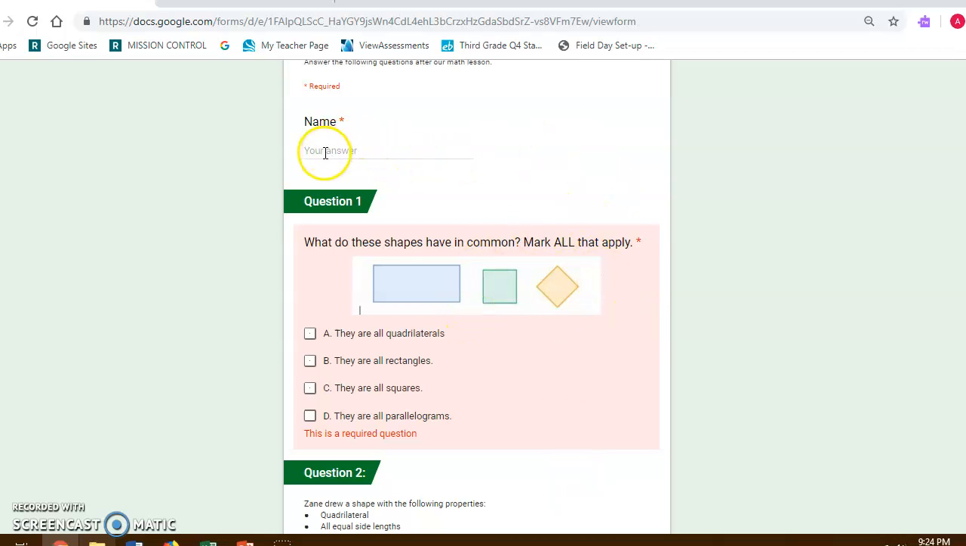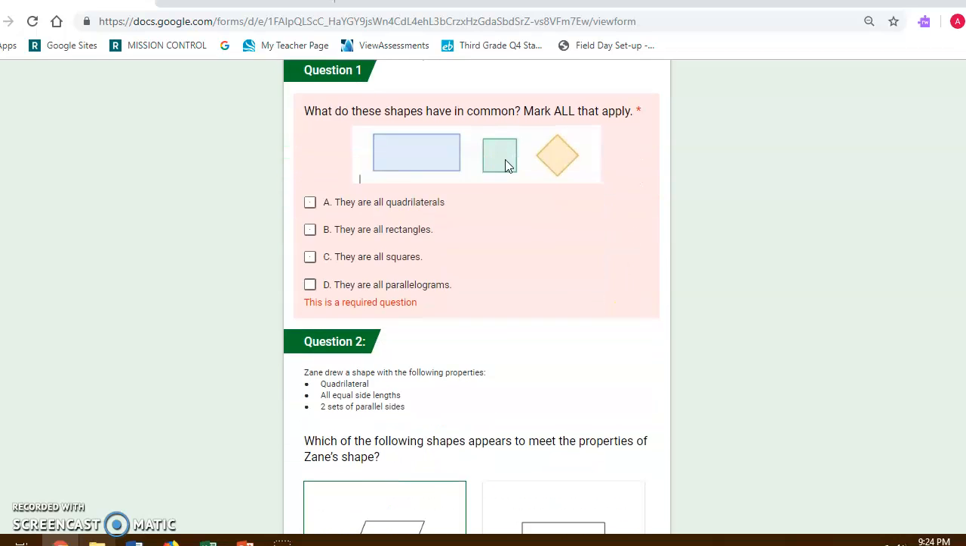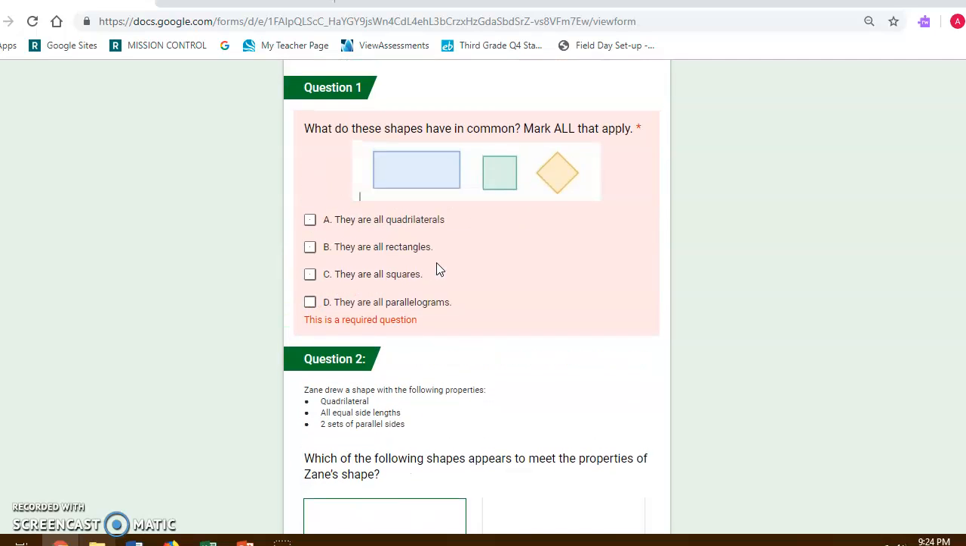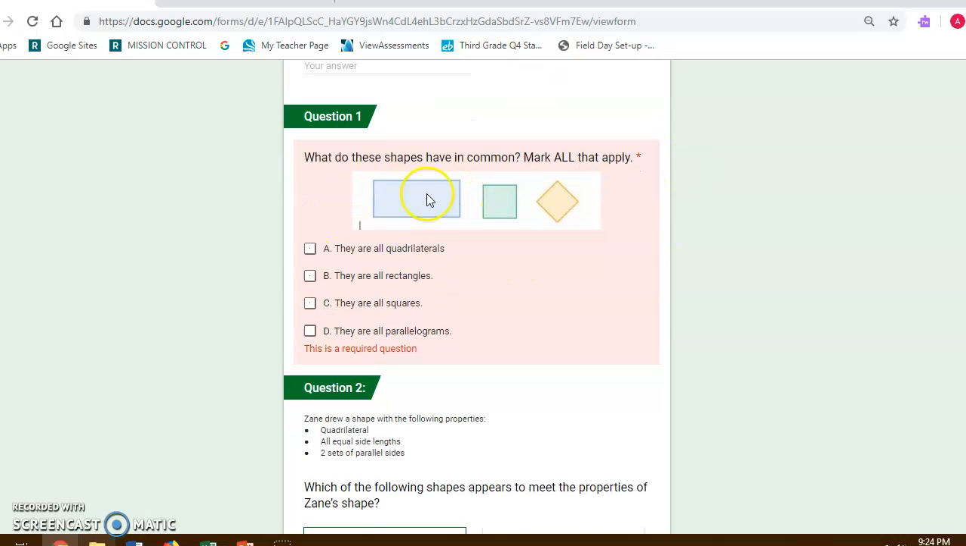So students are able to put their name and then begin to answer questions that meet the standard. So if we look here, I'm having students tell me which properties these shapes all have. So then that allows for students to see, okay, this is a rectangle, but rectangles may not be parallelograms, but in this case they are.